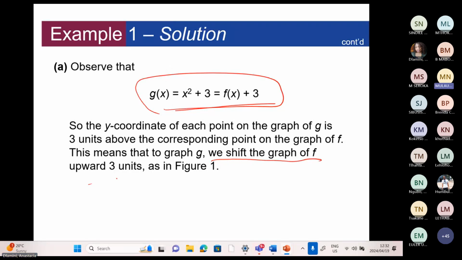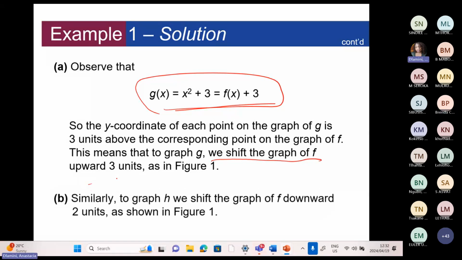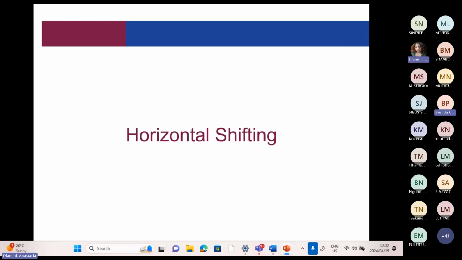That's where critical thinking comes into play. Yes, that's what I'm saying. Similarly, for the graph of H, we shift the graph of F downwards 2 units as shown in the figure. You see this one, guys?